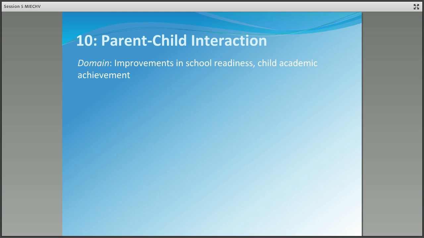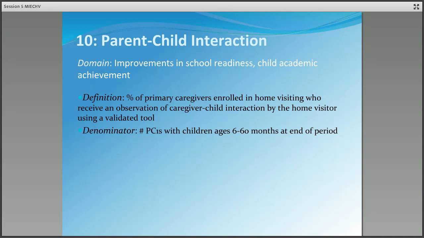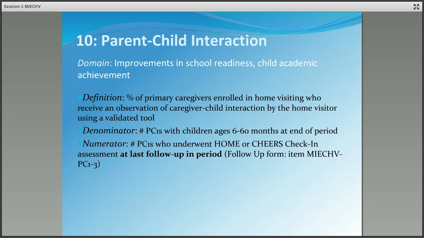The 10th item looks at parent-child interaction. This is the percent of primary caregivers enrolled in home visiting who received an observation of caregiver-child interaction by the home visitor using a validated tool. Our denominator is the number of PC1s with children ages 6 to 60 months at the end of the period. Our numerator is the number of PC1s who underwent the home or Cheers check-in assessment at the last follow-up in the period. So again, this is on the follow-up form. Either the home or the Cheers check-in will count for this item.